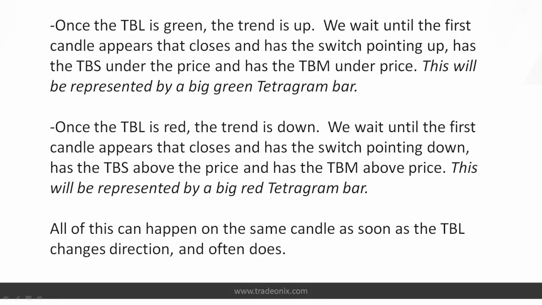Once the TBL is red, the trend is down. We wait until the first candle appears that closes and has the switch pointing down, has the TBS above the price, and has the TBM above the price. This will be represented by a big red tetragram bar. All of this can happen on the same candle as soon as the TBL changes direction, and often does.